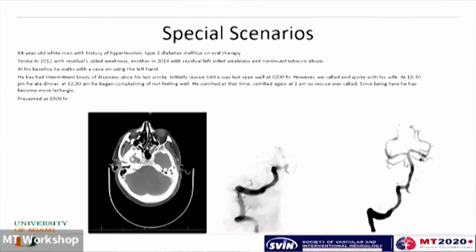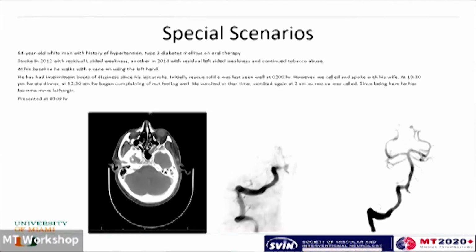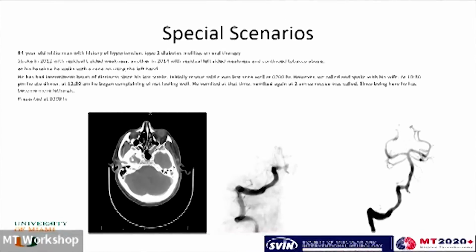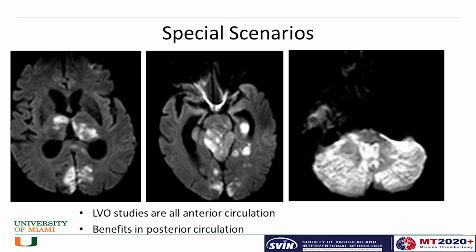And I bring this case to our attention for two reasons. One, he has premorbid disability, so should we intervene? And two, it's a basilar clot. Now, those trials that I talked about before that showed this robust evidence were all in the anterior circulation, right? Terminal ICA, MCA was what we've been talking about. So the basilar artery is a different scenario.